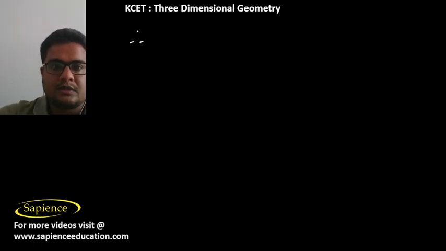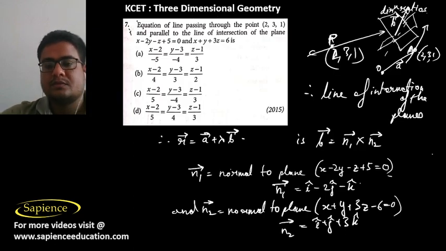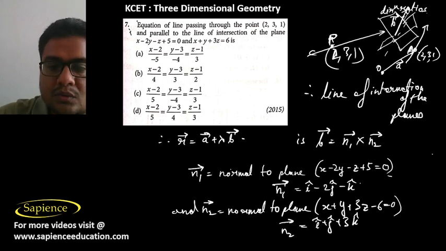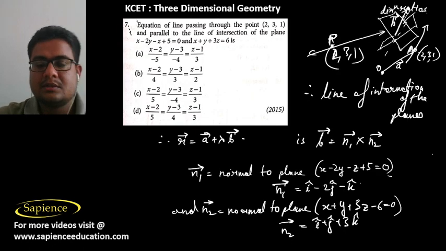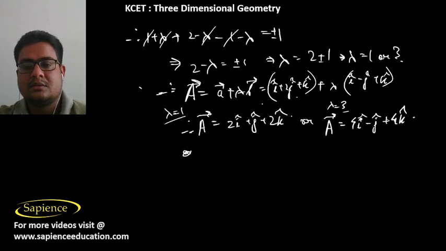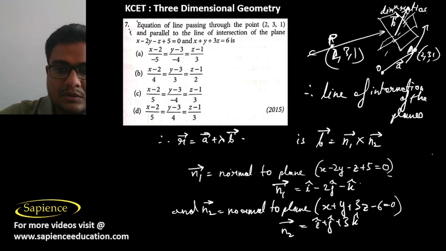Now first we have to find the b vector, which is the determinant of i, j, k. Then we write the components of n1 vector and n2 vector. So that will be 1, minus 2, minus 1, and for n2 vector it is 1, 1, 3.